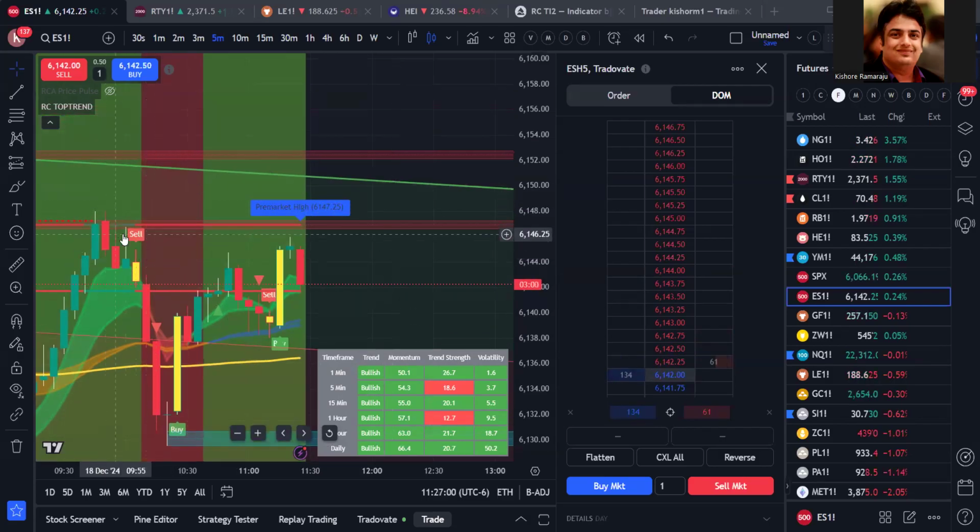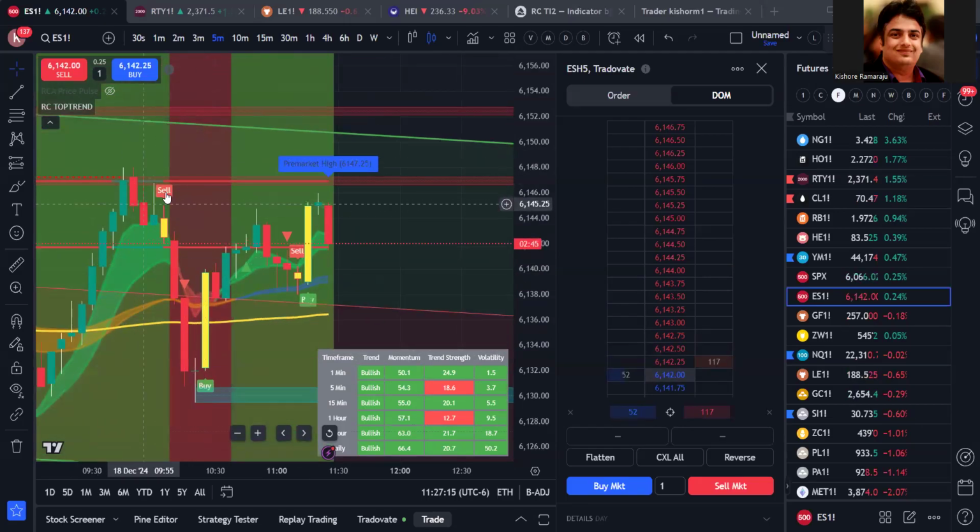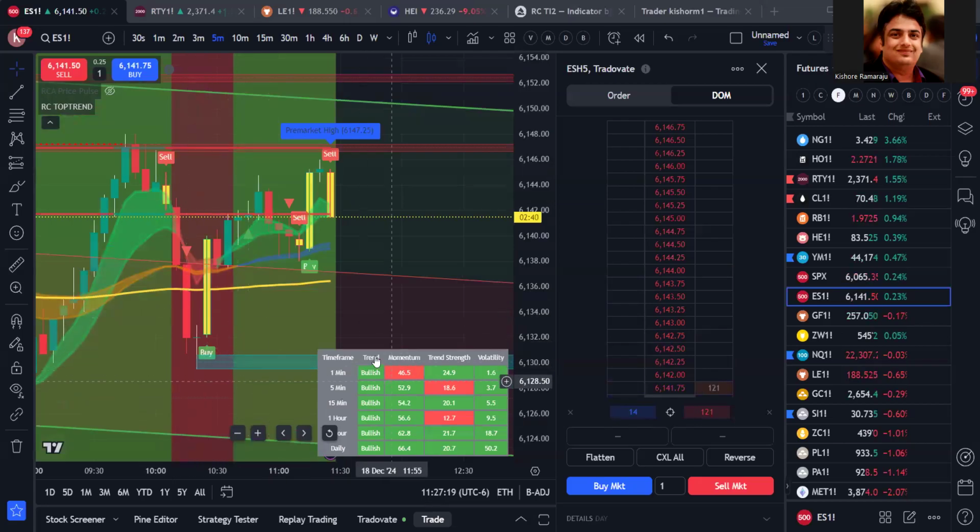Or you get a sell signal after touching the resistance, that will be a good opportunity. So if you get some sell or buy in between, you can ignore them. But if you get anything here, or right, that means you are getting at a discount or you are getting at a premium. You are getting a sell at the premium.